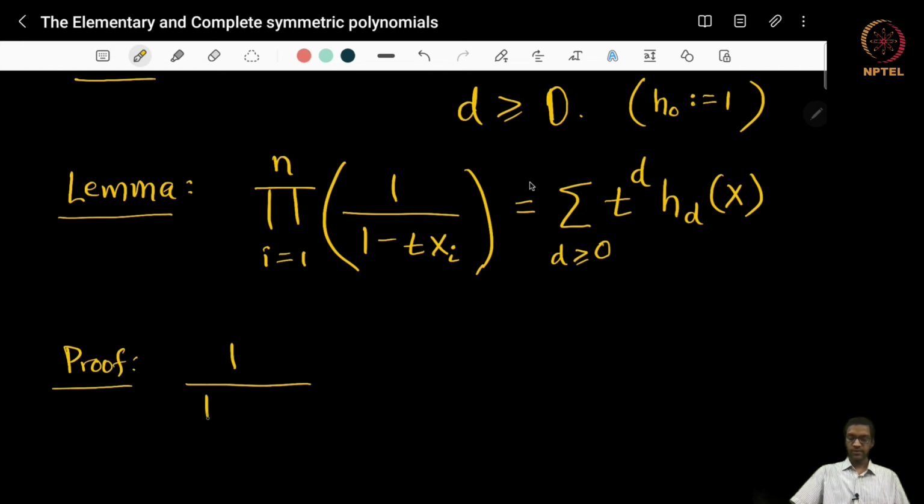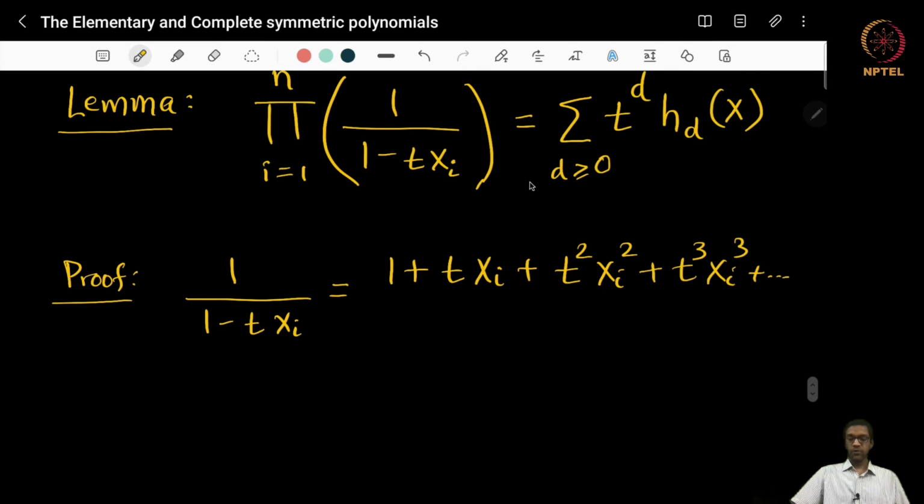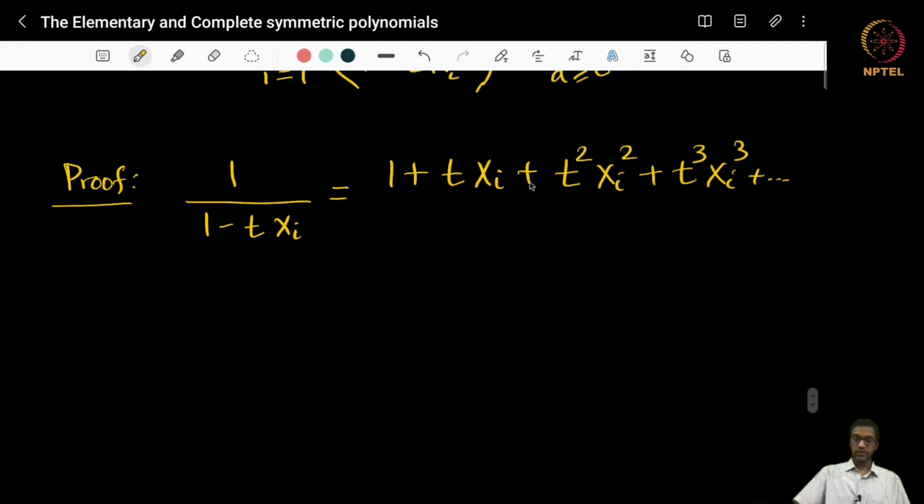What's the formal power series here when I have 1 over 1 minus t xi? What do I mean by this? This is just the infinite power series 1 plus t xi plus t squared xi squared plus t cubed xi cubed and so on. So this is just the formal power series expansion of 1 over 1 minus t xi. Now what I'm supposed to do is to take products of all such terms, right? So let's do that as well. Consider the product i equals 1 to n of these terms.